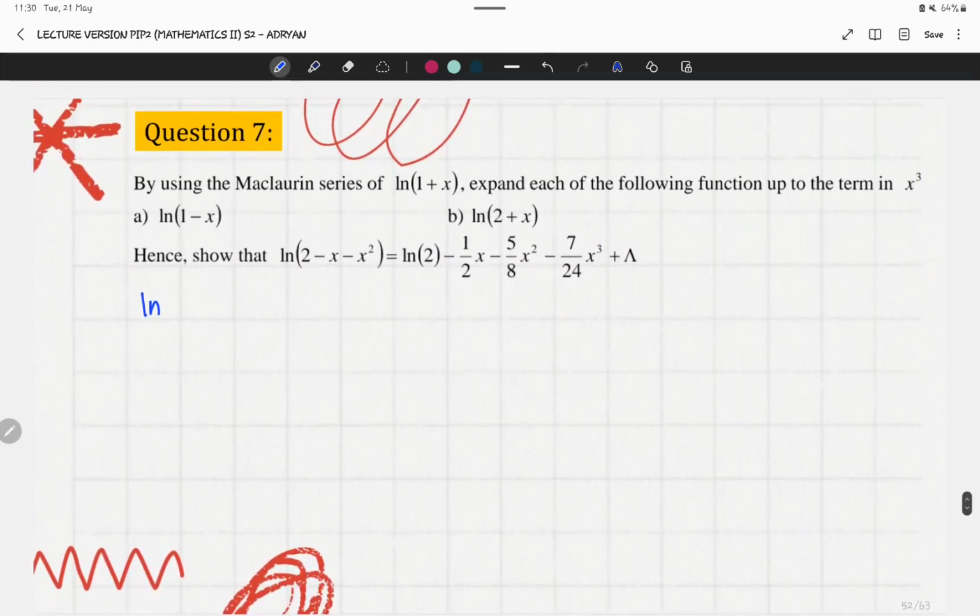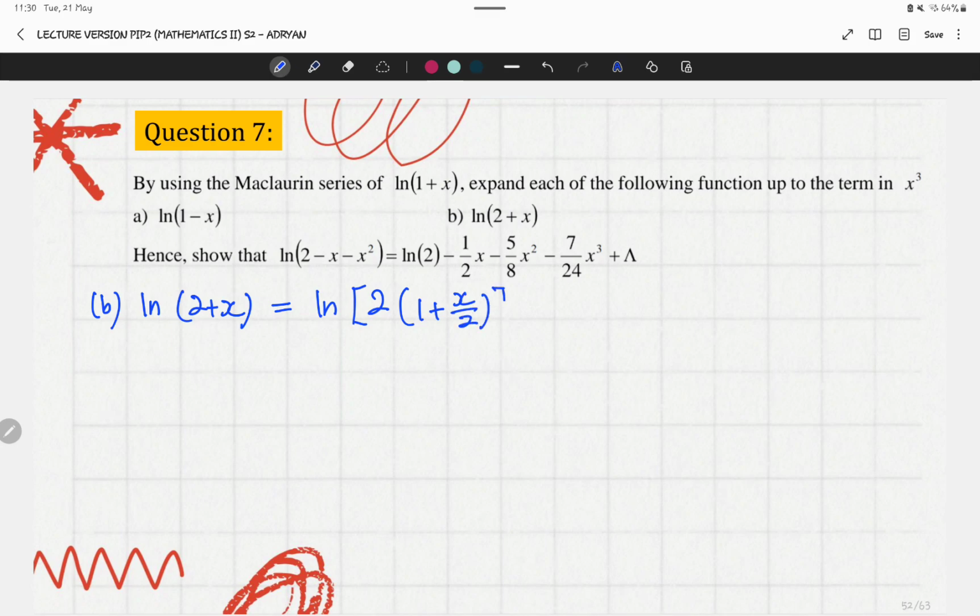Now for part B, we are finding ln(2 + x). Remember, originally ours was ln(1 + x). So we need to change the 2 so that it becomes 1. How we can do that is by factorizing the 2 out. So we get 1 inside, plus x over 2, in brackets. Now using the law of logarithms, natural log, you will get ln 2 plus ln(1 + x over 2).